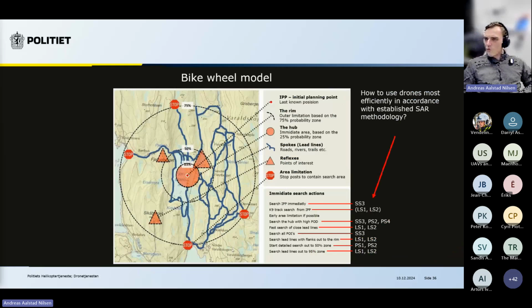So if we return to the bike wheel model, how can we use drones most efficiently in accordance with the established SAR methodology? If we see the immediate search actions below here, you can see that each of the tasks has one or more techniques that are basically the best suited one for each task. So we try to give our drone pilots a toolbox so that when they are given the task to search around the point of interest, they might choose to use the sector search. Or when given the task to search along a guiding line, they do have a few options there as well.